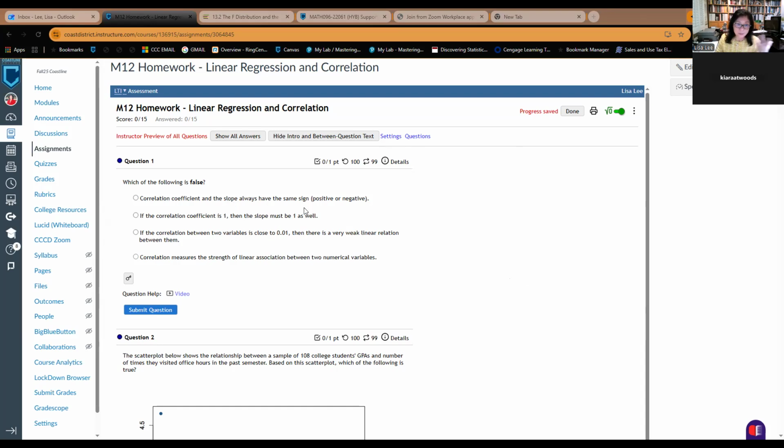So slope has the same sign. If r is positive, slope must be positive. Same sign, so this is correct. And the second one: if the correlation coefficient is 1, then the slope must be 1 as well. Be careful. If the correlation coefficient is 1, that means 100% correlated, because our r is always between -1 and 1 only.